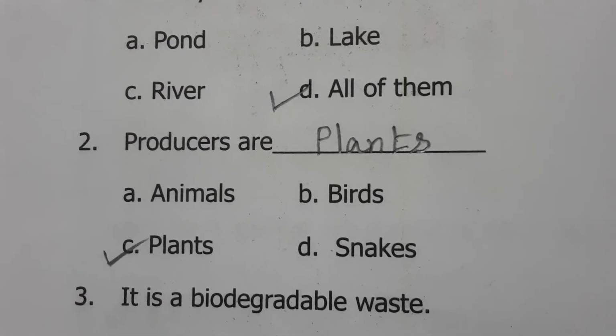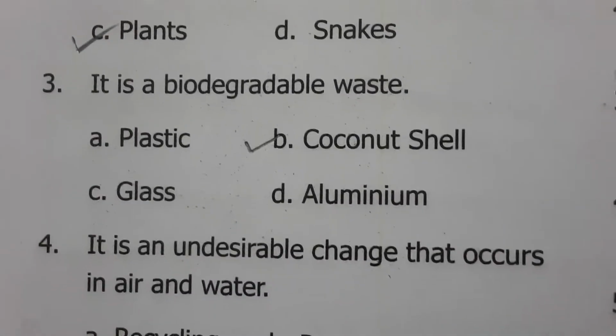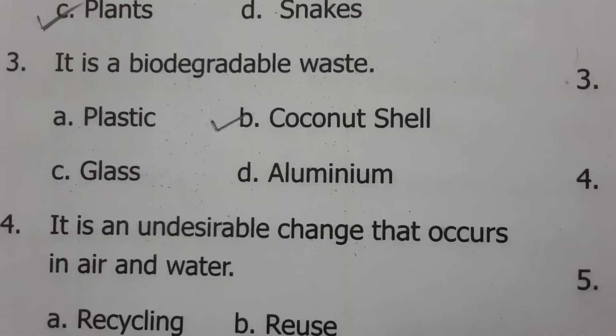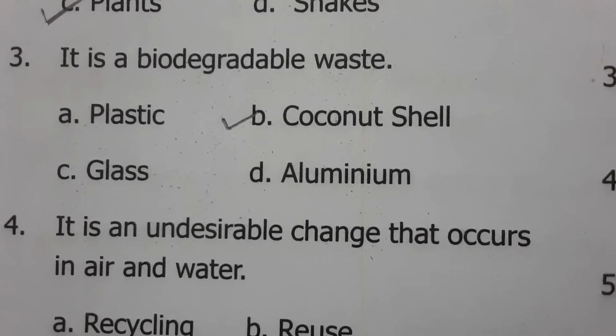So remember, plants are the only producers in the earth. It is a biodegradable waste. Plastics cannot be biodegradable by biological components, and glass and aluminum. So the answer is coconut shell.